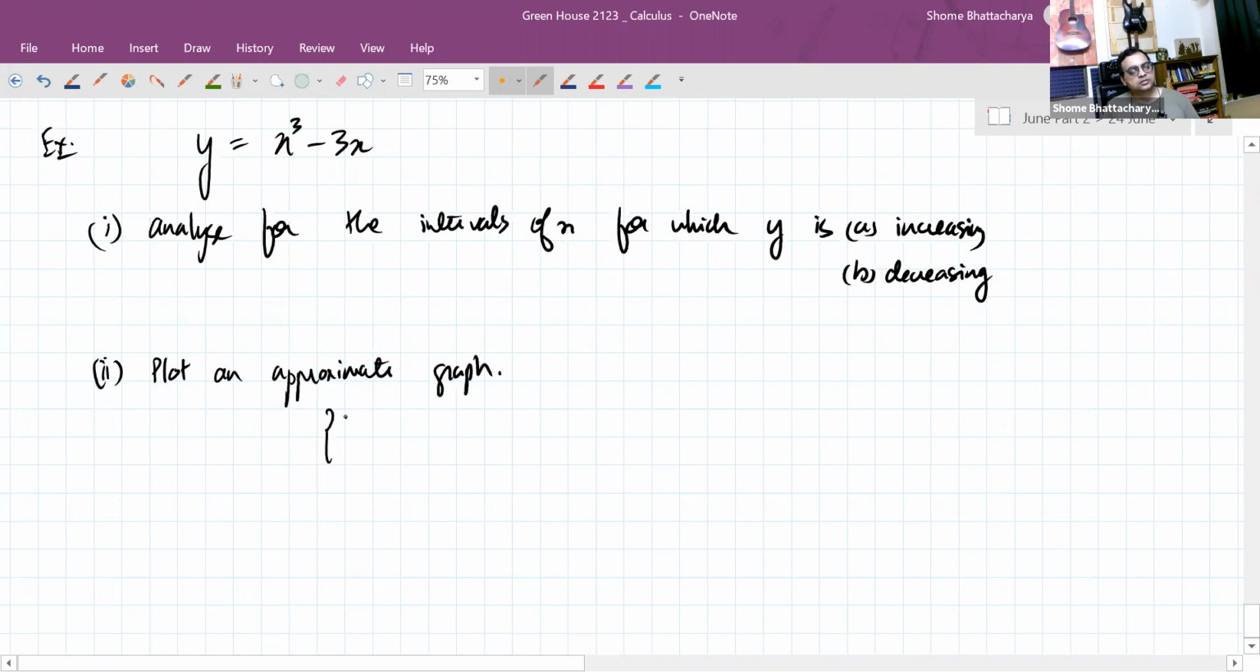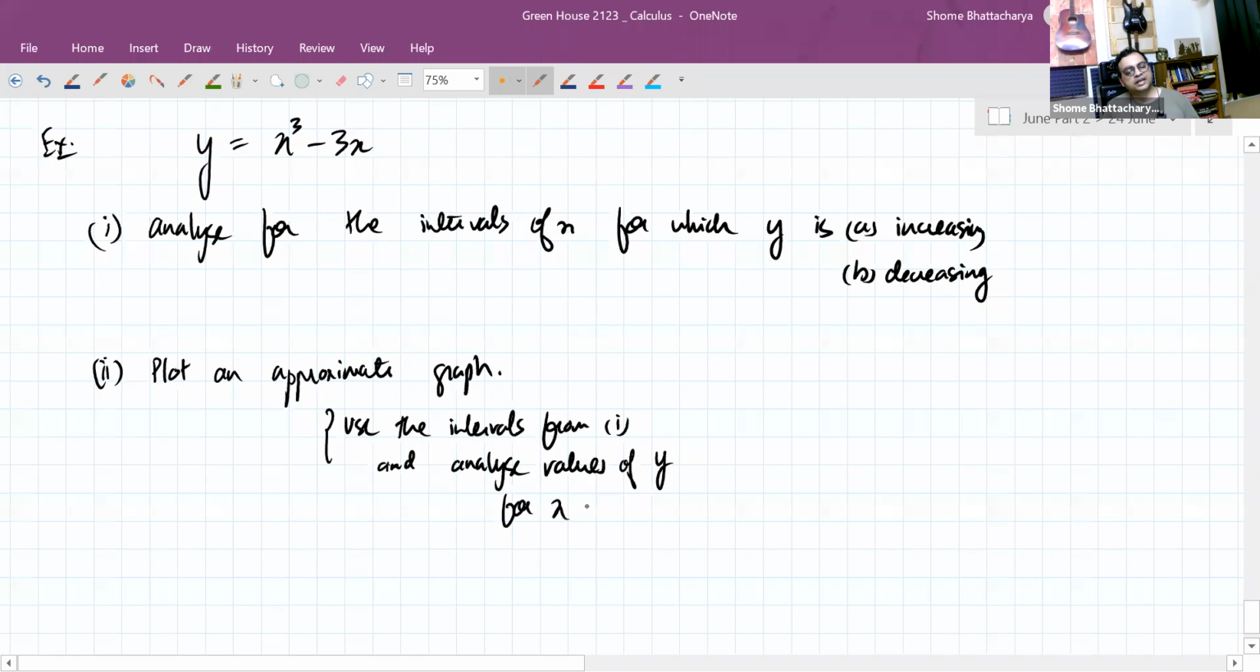So for this, use the intervals from part 1, and also analyze values of y for x tending to plus or minus infinity. You have to make use of all this information. Okay. So just try this out, people.